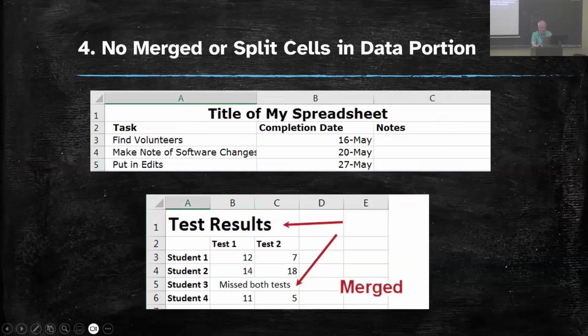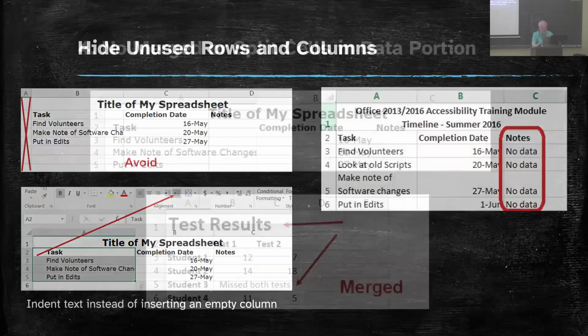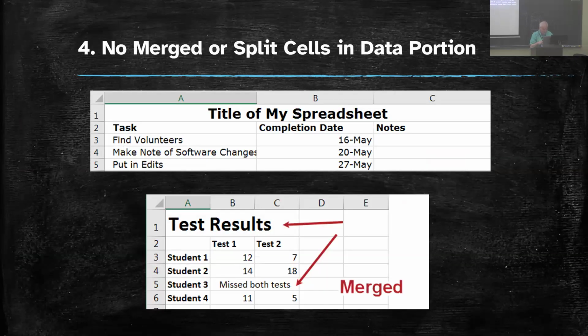Okay, so as I was saying, if you merge cells, a screen reader user is not going to know that. A screen reader user is not going to be able to associate the title of my spreadsheet on the top row, that it applies to all the columns underneath it. So avoid using it, and you could just have the text centered across the columns. You don't have to merge them.